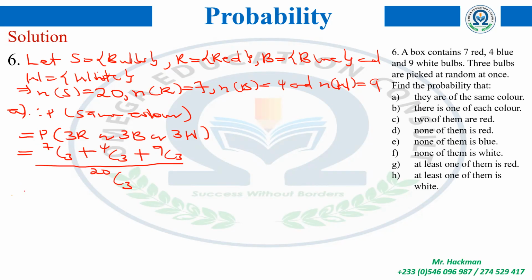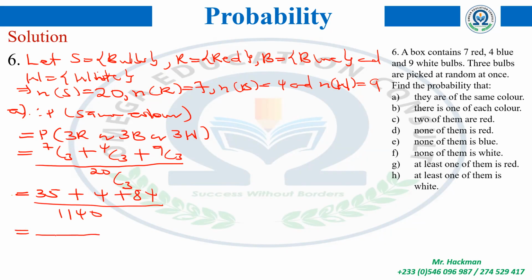Okay, so now let's go. 7 combination 3. 35. Then plus 4 combination 3. 4. Okay, plus 9 combination 3. 84. All over 20 combination 3, a huge number. 1140. Okay, so at this point you are in a comfortable lead.